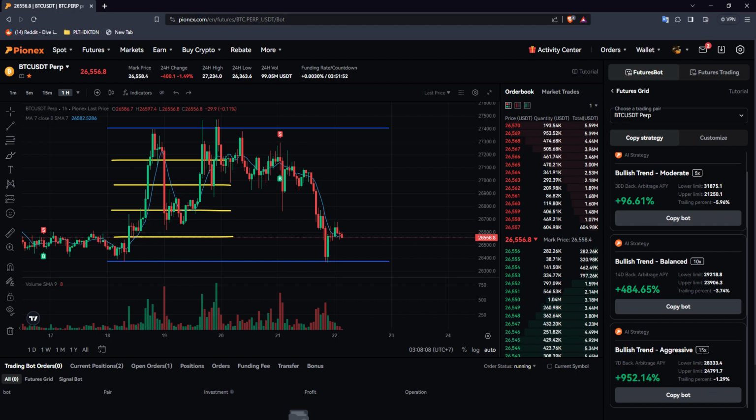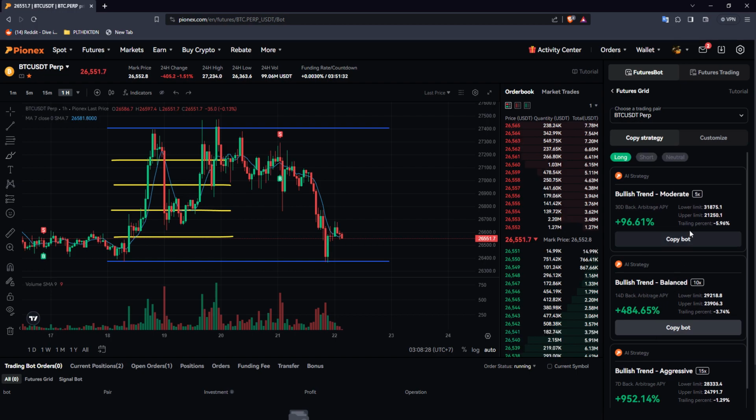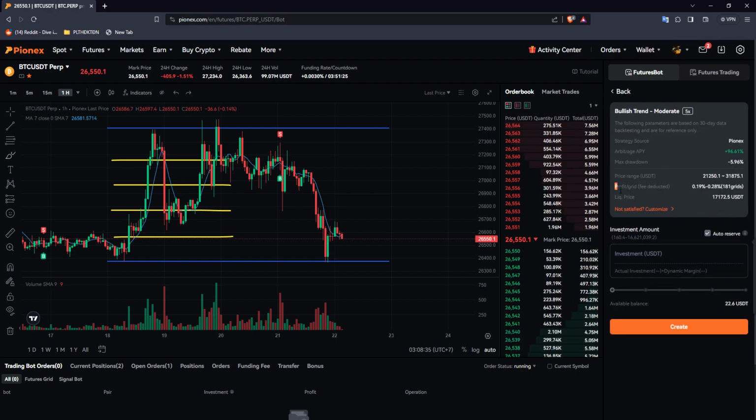Similar to this, it has 15x leverage, created based on the backtested data of the last 7 days and the calculated APY of 952%. This is the price range that it trades in, and the max drawdown here is minus 1.29%, right? And you guys can look more into this by pressing copy bot to know more about its details. You guys can look at the profit per grid and also the amount of grids that it has.